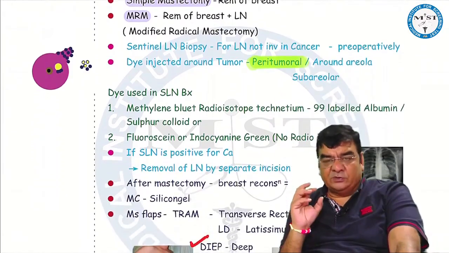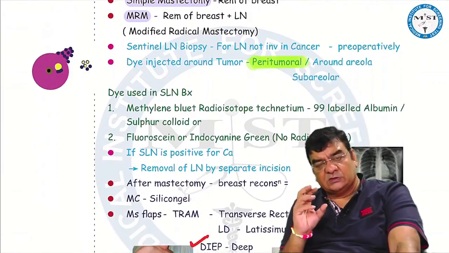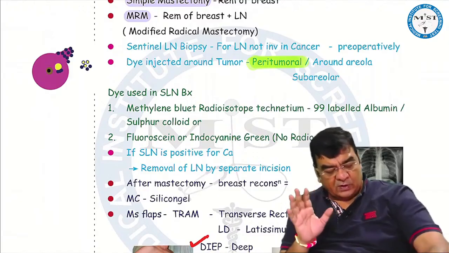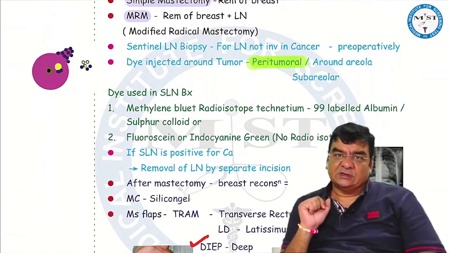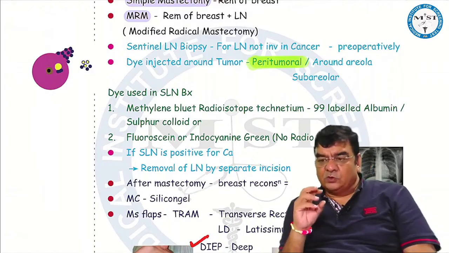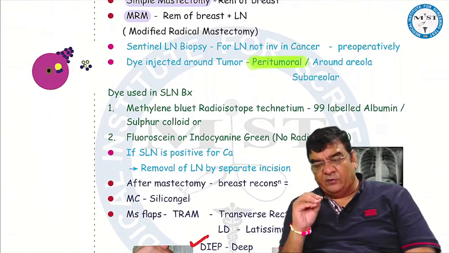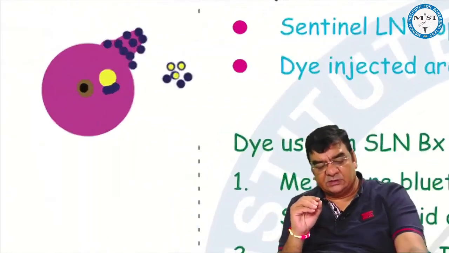Sentinel lymph node biopsy will be useful in those cases of breast cancer where before the operation, lymph nodes were not involved in breast cancer. So in these cases, before surgery, maybe 1 hour before surgery, the surgeon can inject a coloring agent around the tumor, peritumoral or maybe subareolar. And this coloring agent will be going through the lymphatics and will make the lymph nodes colored.